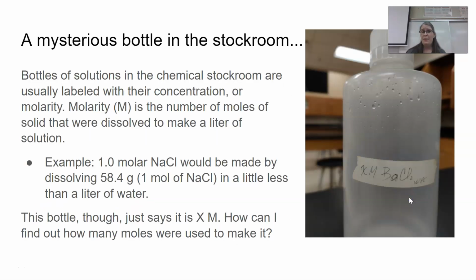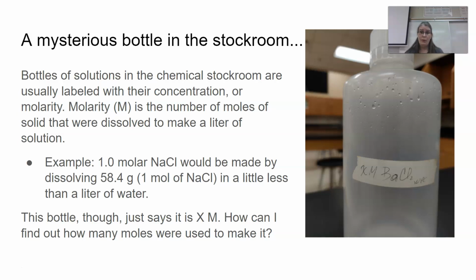So I do have this bottle in my stockroom, and most of the time, the bottles in my chemical stockroom are labeled with their concentration, or what's called their molarity. Molarity, which is the unit is a capital M, is just the number of moles of solid dissolved to make a liter of the solution. So for example, I could make 1.0 molar sodium chloride solution. I would take 58.4 grams, because that's the mass of 1 mole of sodium chloride, and I would dissolve it in a little less than a liter of water because the sodium chloride is matter. It does take up space.